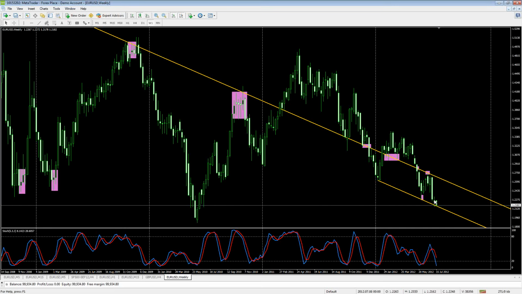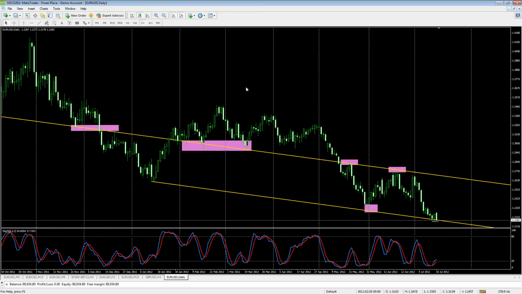Still, it's a matter of if the weekly candle manages to go up, we may see bullish divergence. But again, just like you can see here, if the price keeps going down, there will be no divergence, and obviously even if there is, it doesn't help us because the price is going down.